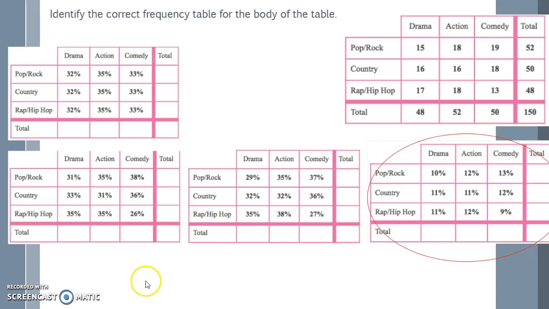To obtain the relative frequency, we take each individual square and divide it by the total. So 15 out of 150 is 10%. 18 out of 150 is 12%. 19 out of 150 is 13%, etc. We can also make an identification that when looking at the relative frequencies of this table, there does not appear to be a correlation between movies and music.